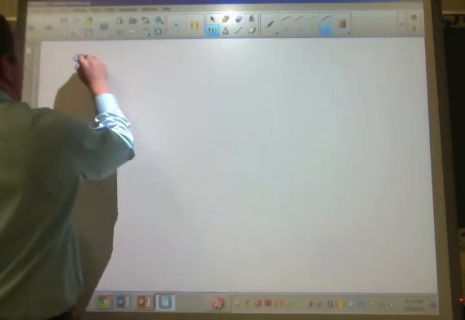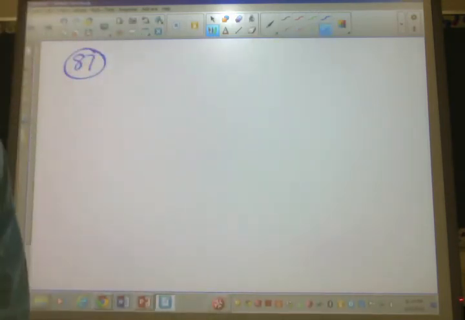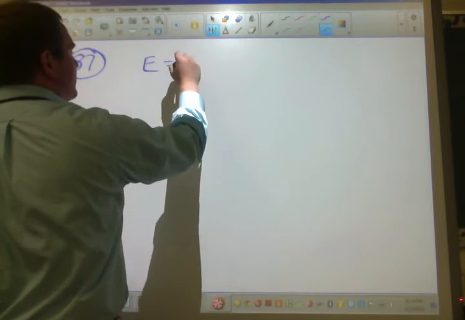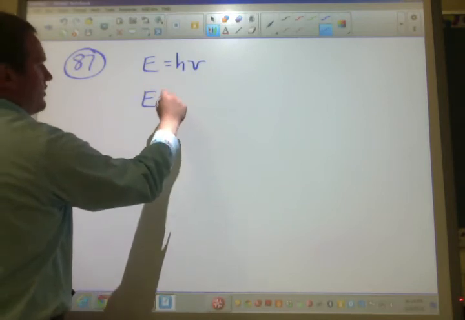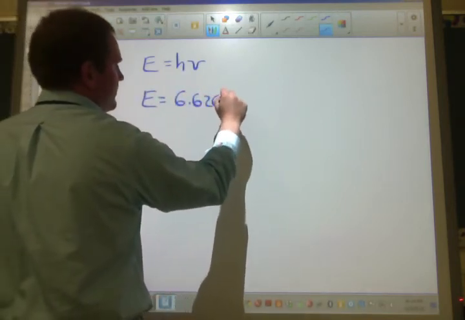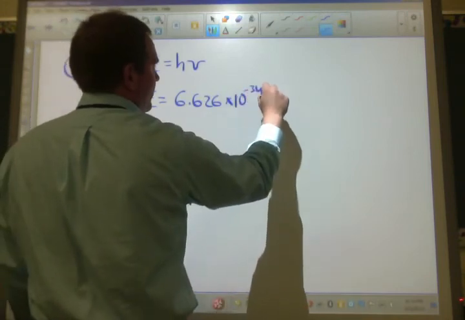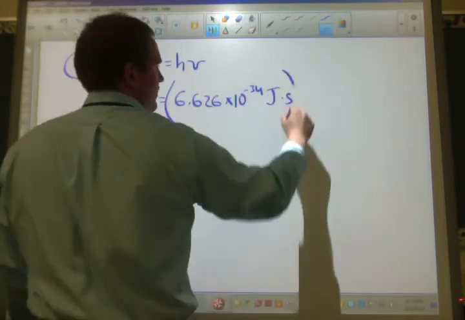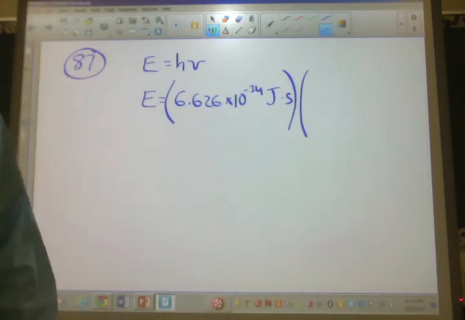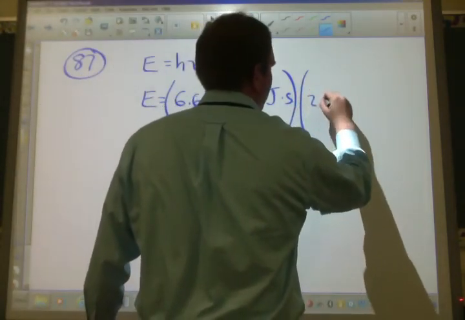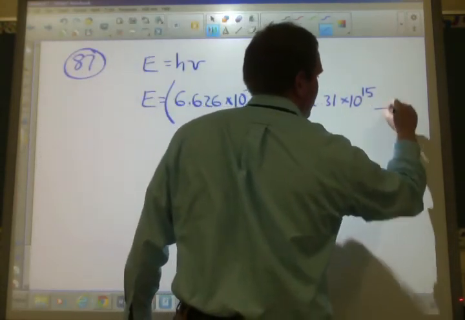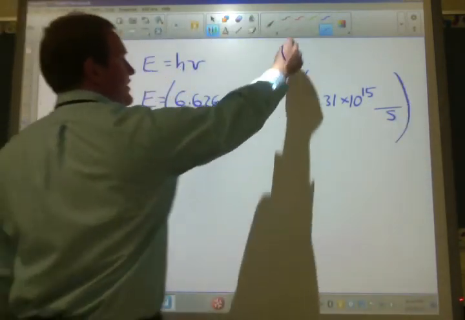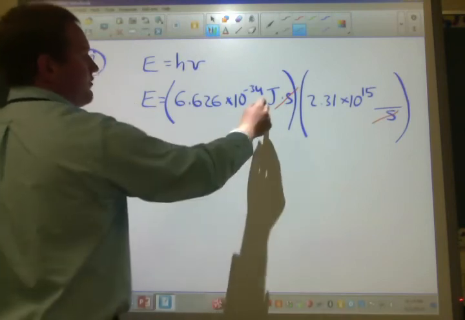Number 87. What's the energy of a wave with a frequency of 2.31 times 10 to the 15th hertz? New formula, energy equals Planck's constant times frequency. Well, in this case I'm solving for energy, so Planck's constant is 6.626 times 10 to the negative 34th joules times seconds, multiplying by my frequency, which is 2.31 times 10 to the 15th. And for my unit here, I like to write per second, because that's hertz. Now I could really easily see here that second cancels per second very nicely. I'm left with just joules.